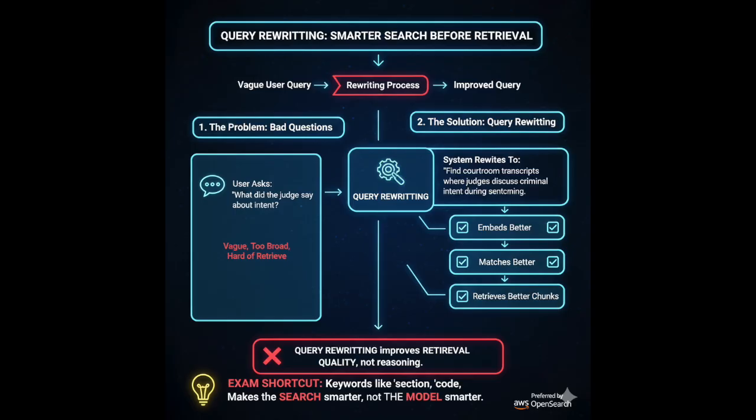That's where query rewriting comes in. Query rewriting means improving the question before retrieval happens, not after, before. A user asks, what did the judge say about intent? That's vague, too broad, hard to retrieve accurately. So the system rewrites it into something better, like: find courtroom transcripts where judges discuss criminal intent during sentencing. This rewritten query embeds better, matches better, retrieves better chunks.